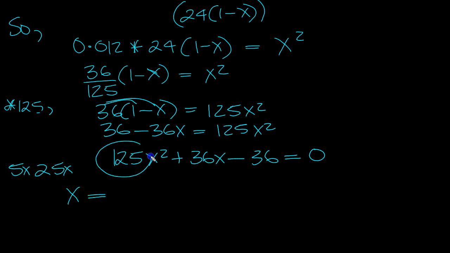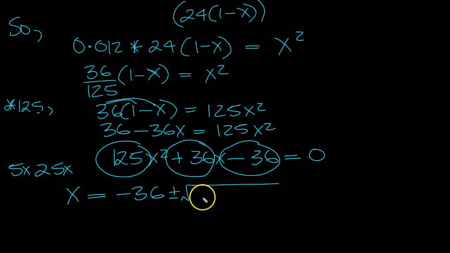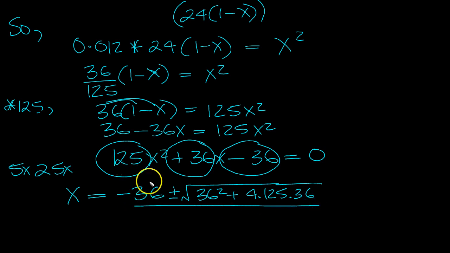X equals, there's A, here's B, and here's C. So let's see what we get with the formula. Minus B plus or minus the square root of B squared minus 4 times A, 125, times C, which is minus 36. So I'll put that to a plus and put 36 here. All over 2 of these. 2 lots of 125. So what have we got? We've got minus 36 plus or minus this square root over 2 125s is 250.